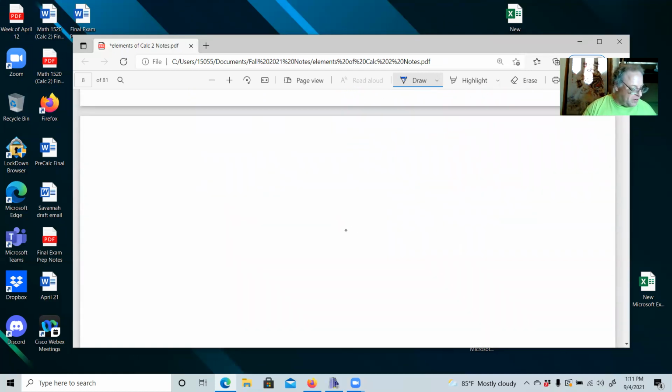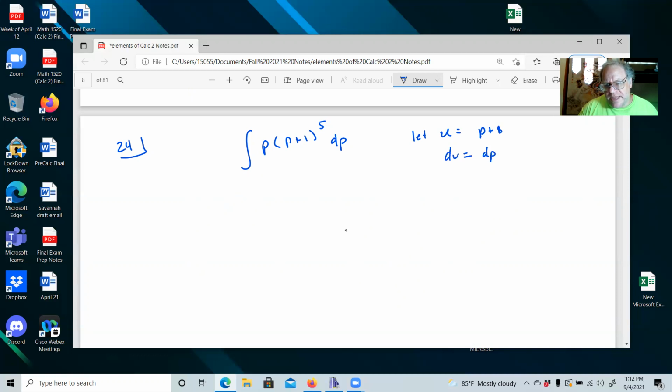Let's just do it. So this is 23. This is an integral, P to the 1/5. Let's try all of this out. It could work, but you know how much time you've got on this planet. So we're going to say u is equal to p plus 1.